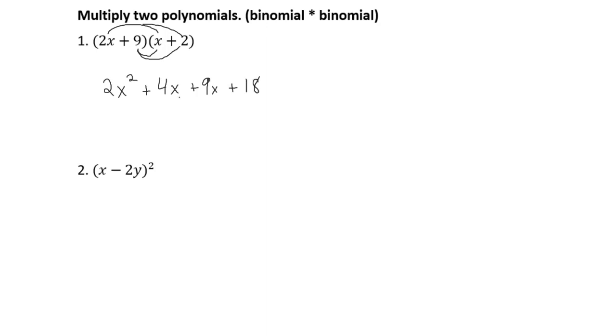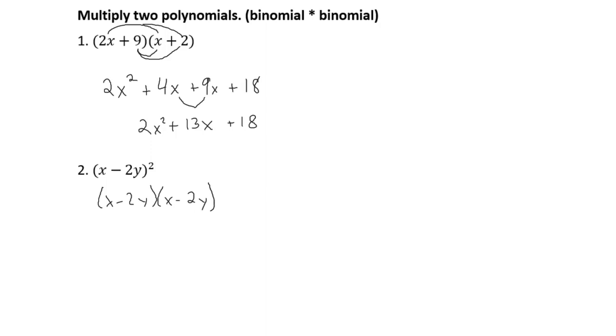And you can see here in the middle, we have two x terms, so we're going to combine those, bring down everything else. And 4x and 9x gives us 13x. So here we have a binomial squared, but this can be rewritten as x minus 2y times x minus 2y, because that's what the squared means.